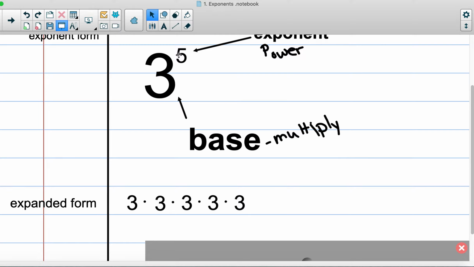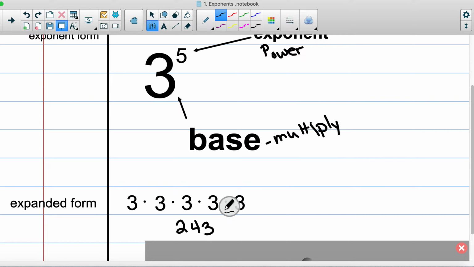A common mistake is a lot of kids want to say 3 times 5 is 15. Well, that is not the case, because if you think about it, we would have 3 times 3 times 3 times 3 times 3. That's not 15. I will tell you, that gets to 243. Very different than 15.